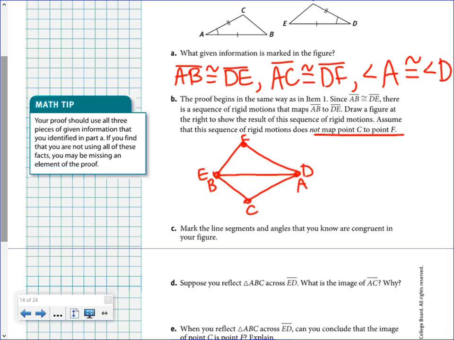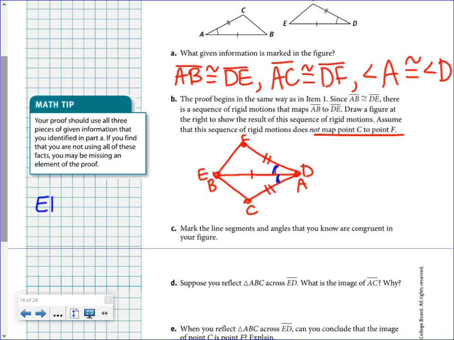And then part C says to mark the line segments and angles that we know are congruent. So AB and DE, they share it, so they are congruent. AC and DF, and angle A and angle D. So something that they ask is if we reflected triangle ABC across the line of reflection ED, they want to know what is the image of AC. And so before we get there, I want to review these two angles are congruent.